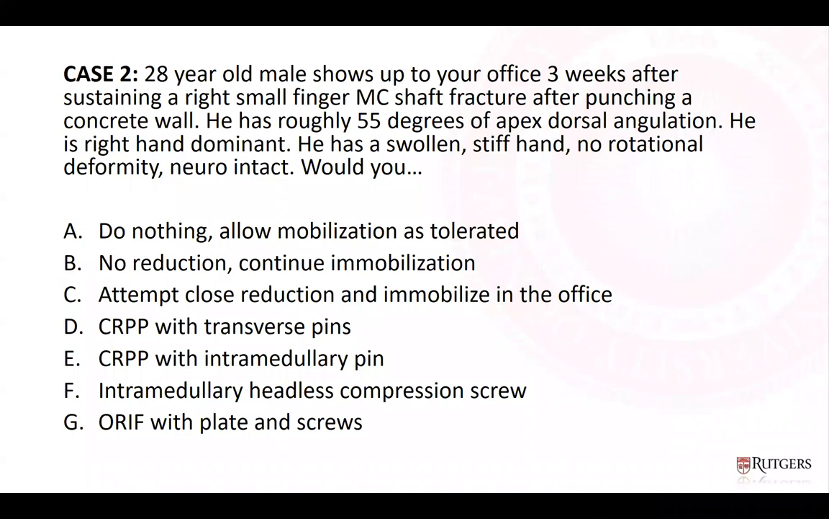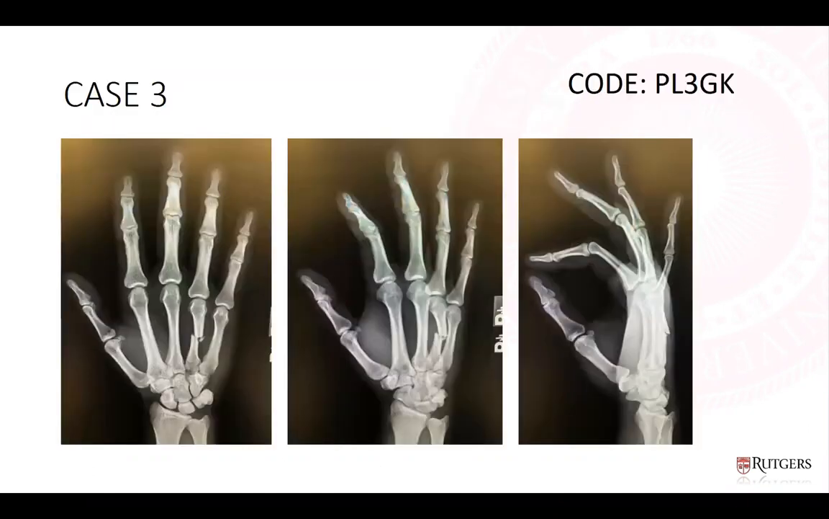Okay, so 26% are saying attempt closed reduction and mobilize. We have 13% saying a headless compression screw, 13% saying allow mobilization as tolerated, and then 13% for different forms of CRPP. The majority are saying attempt closed reduction. Case 3.